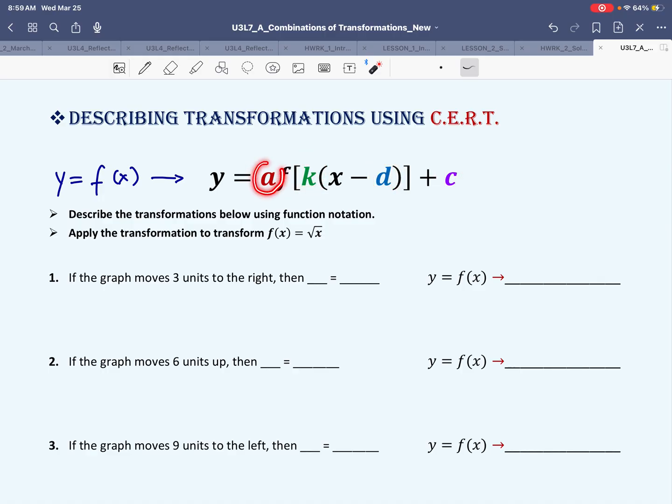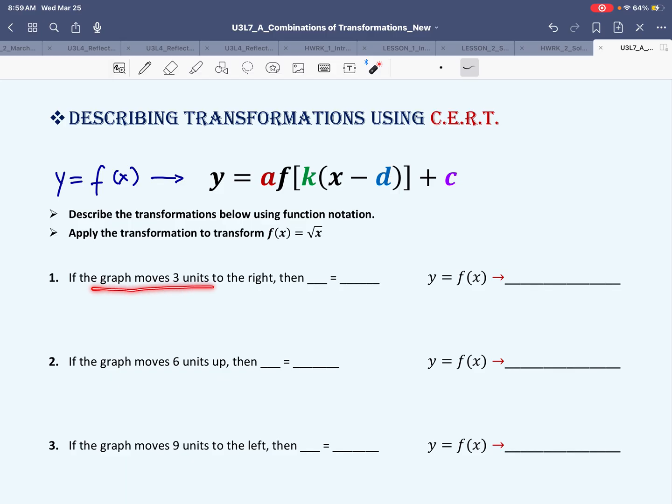Remember, a is for the vertical expansions or compressions, k is for horizontal expansions or compressions, d is the horizontal translations, and c is the vertical translations. So what we're doing in this case is we're looking into the parent function f of x equals the square root of x, and we'll apply the transformations based on the word descriptions.